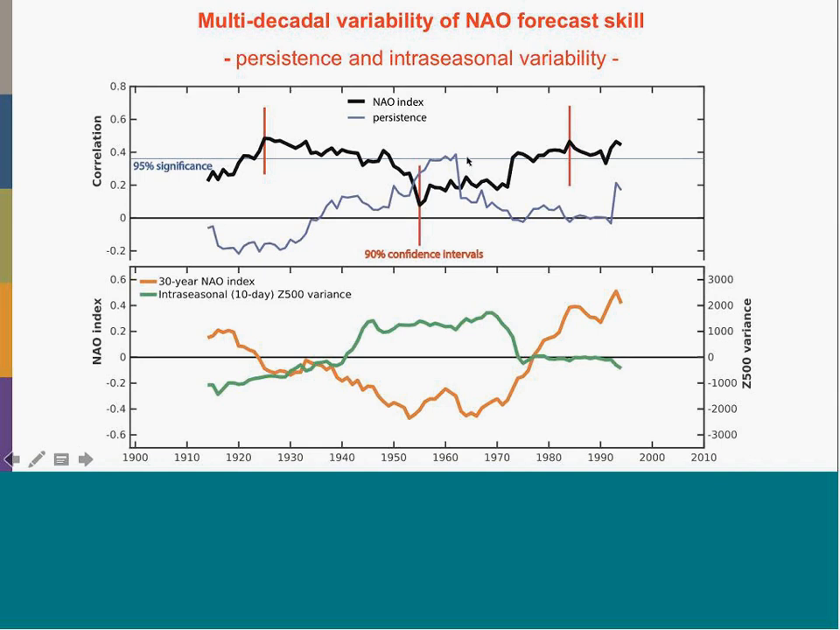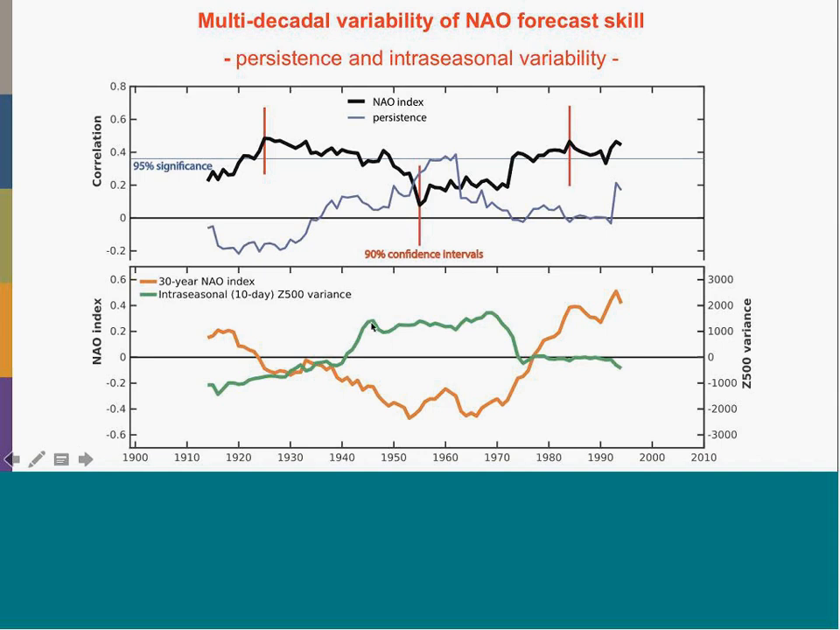It's perhaps interesting to note, I don't think I have much time to go into detail here, but in the plot below here, again, the orange line is the NAO index, the filtered index, that this period where we see some skill from a persistence forecast, but not so much from the dynamical models, is a period where the intra-seasonal variance is anomalously high. This is the intra-seasonal 10-day variance of Z500.